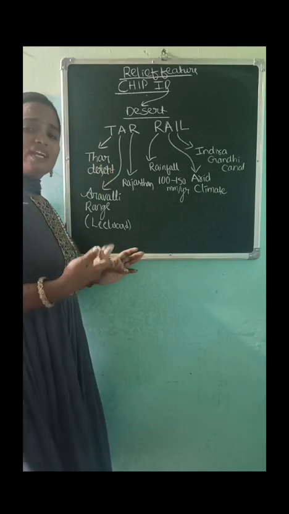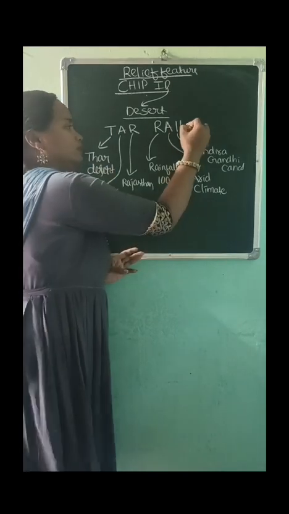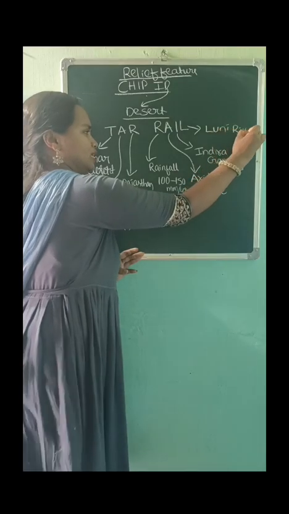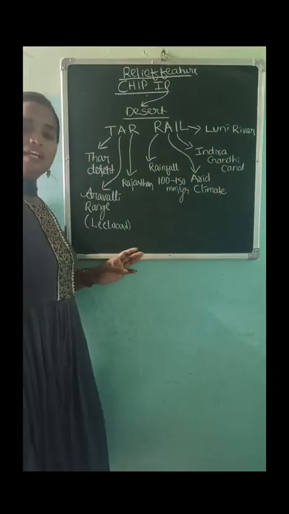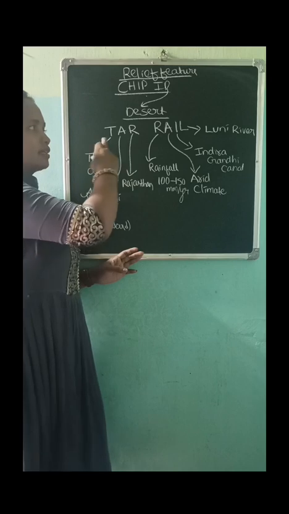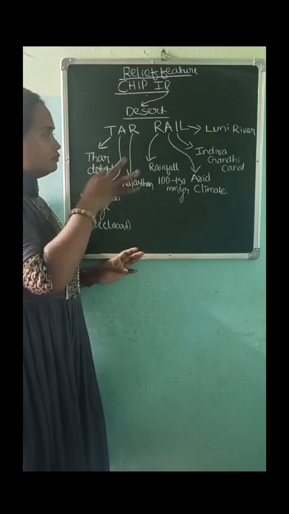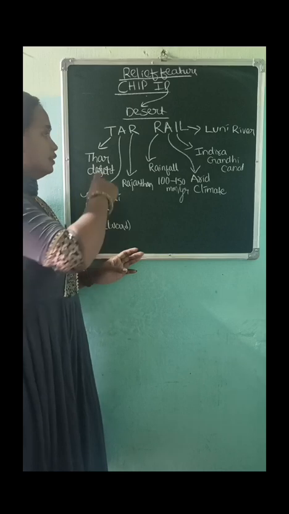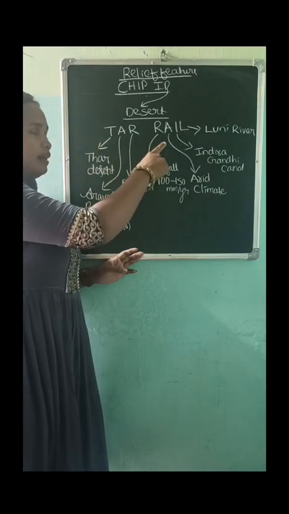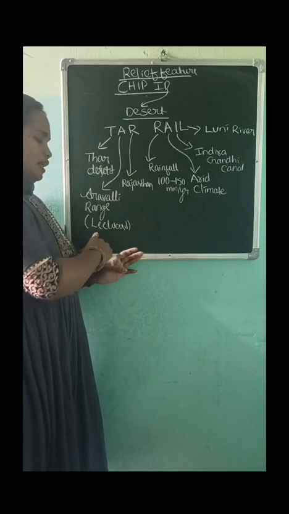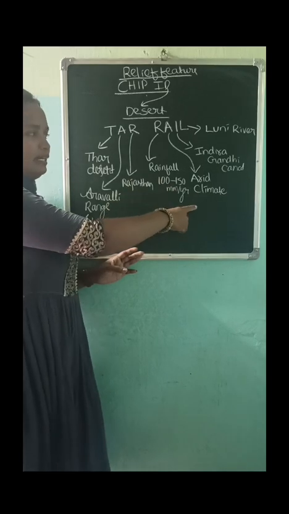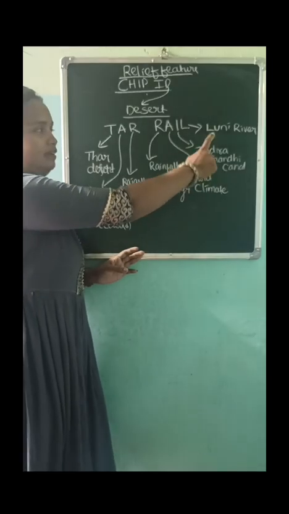Next, what is the only flowing river in Rajasthan? That is the Luni River. The Luni River is the only river in Rajasthan. These are the things about the Rajasthan desert. Thar rail, Thar Desert, Aravali Range, leeward side, Rajasthan, rainfall, arid climate, Indira Gandhi Canal, Luni River.